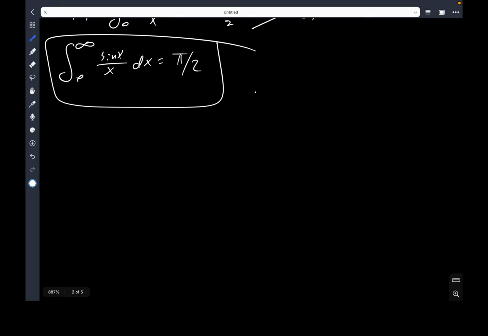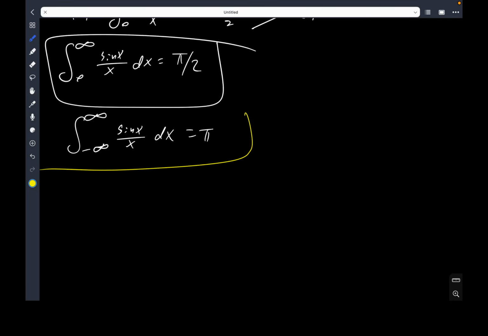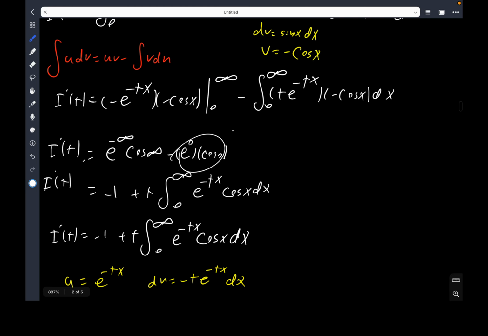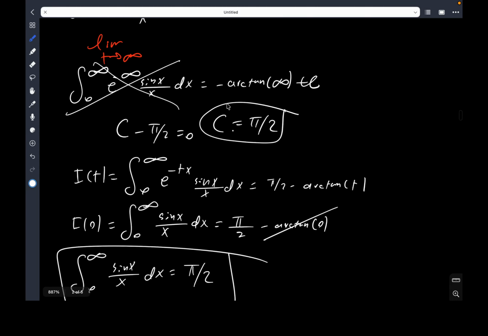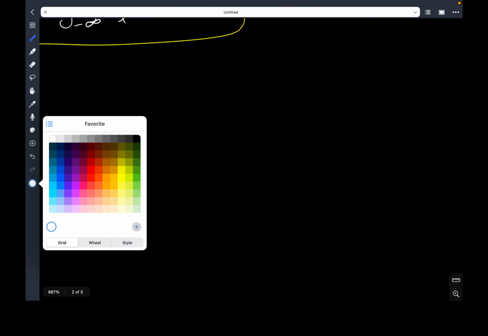And if you wanted, since this is an even function, if you wanted to have the integral from negative infinity to infinity of sine x over x dx, you just multiply this by 2 and you're going to get pi. So this is how you can use Feynman's trick to solve the sine x over x integral. Now let's move into another example.